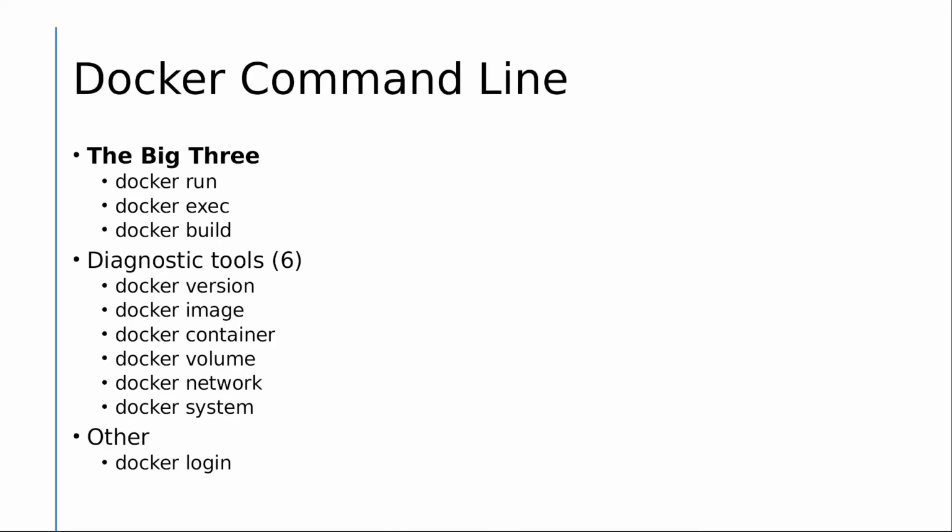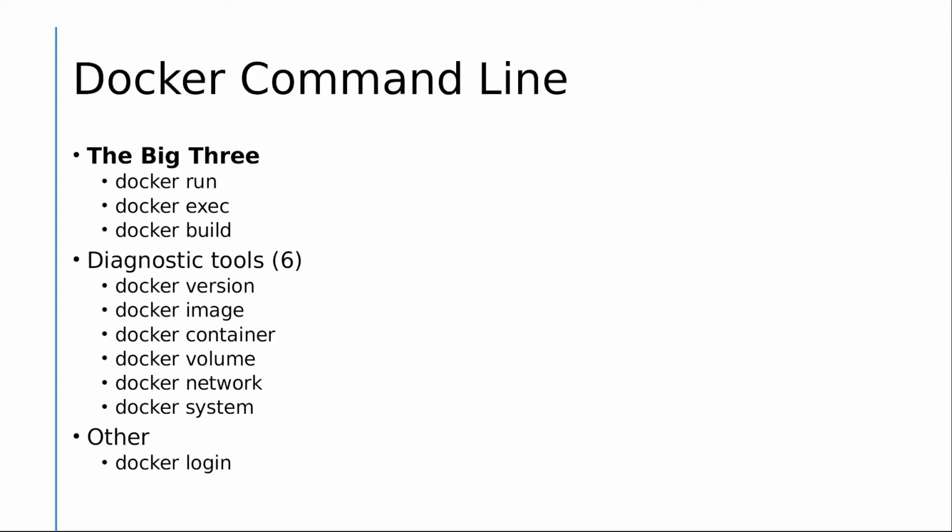So the way I see it, the big three for Docker command line use are docker run, docker exec, and docker build. Run is start a new container and run it. Exec is run something on an existing container. And build is build an image. Once the image is built, you can spawn containers from it using the top two commands.